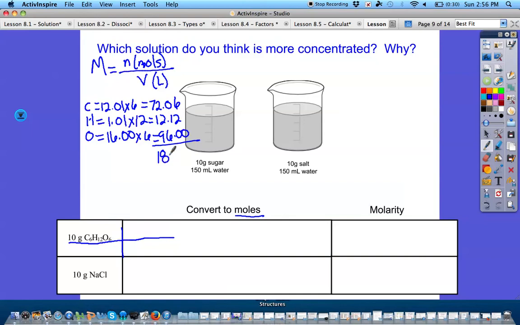So our total molar mass for sugar should be 180.18 grams per mole. Since we have grams on the top, we're going to put grams on the bottom. So 180.18 grams of C6H12O6, 1 mole on the top. Grams is going to cancel. We'll be left with moles.